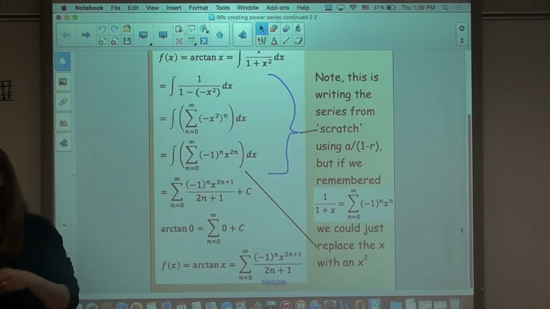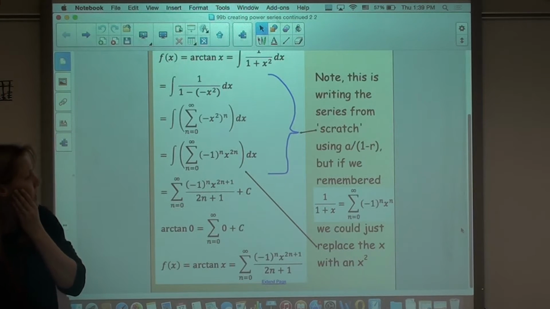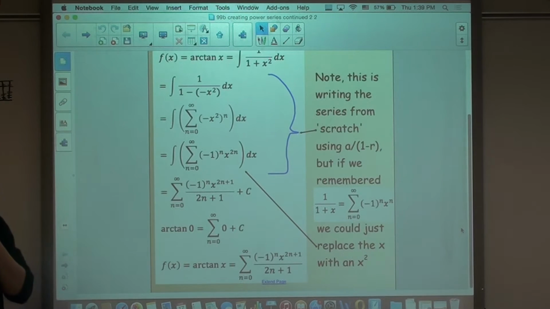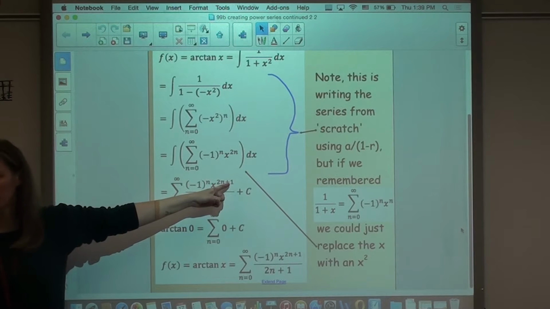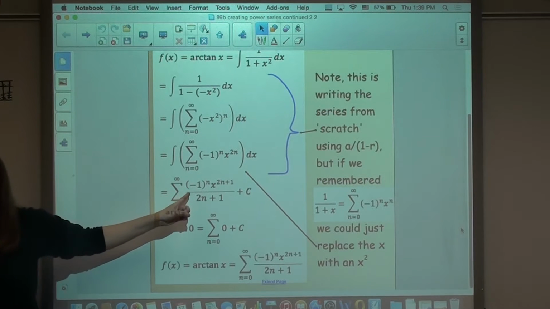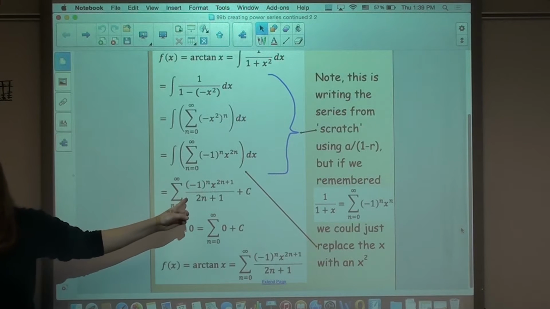Yes? Would it be incorrect if you kept negative x squared in parentheses and then just integrate? It wouldn't, no, because then you'll have the wrong power on your negative. Because then you'd have negative x to the 2n plus 1, and it's not. It's negative 1 to the n, not 2n plus 1. You've got to keep them separate.